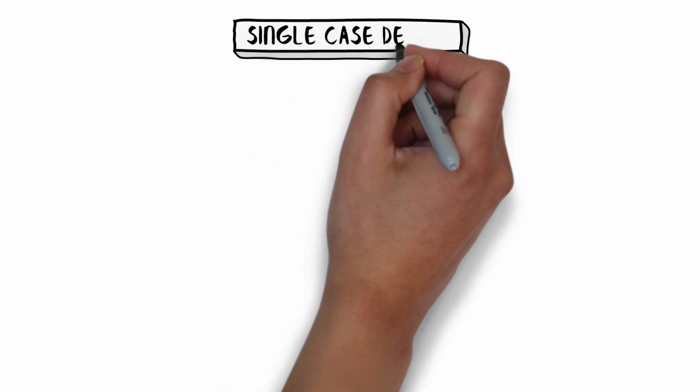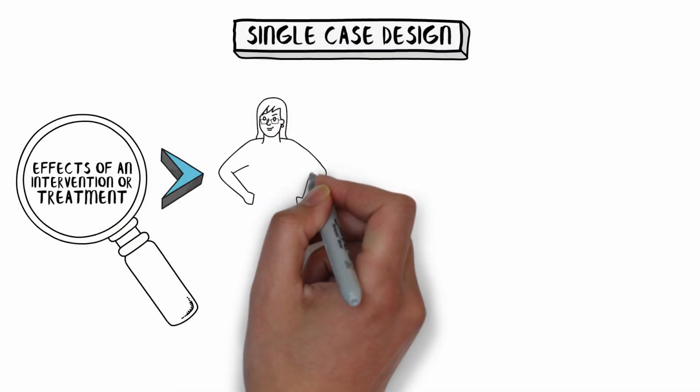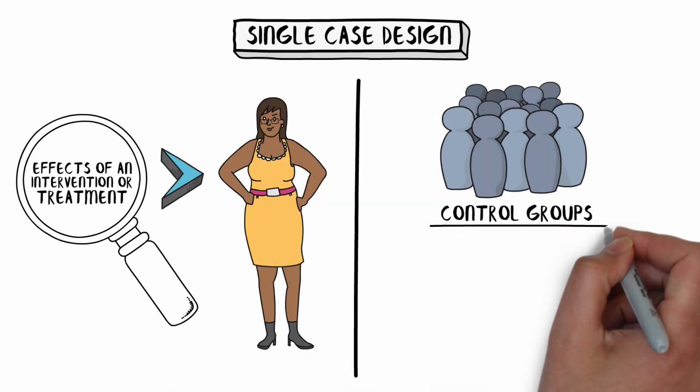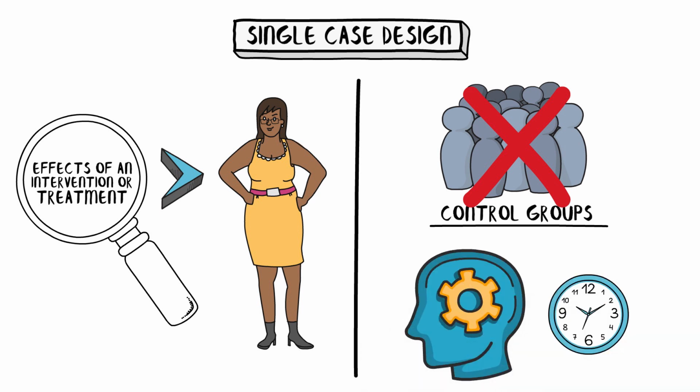A single case design is used to study the effects of an intervention or treatment on individual subjects. The single case design does not incorporate control groups, but focuses on the behavior of a single participant in depth over time. These designs are particularly useful when studying rare behaviors, complex interactions, a specific class, company, or school.